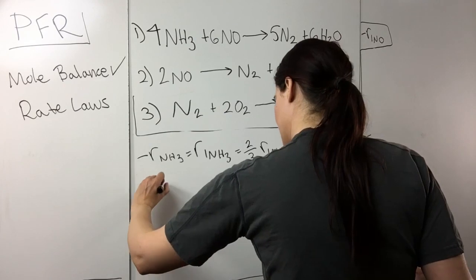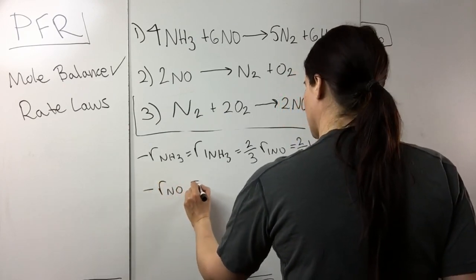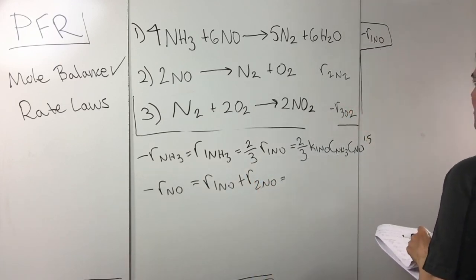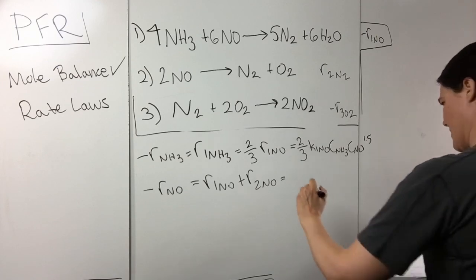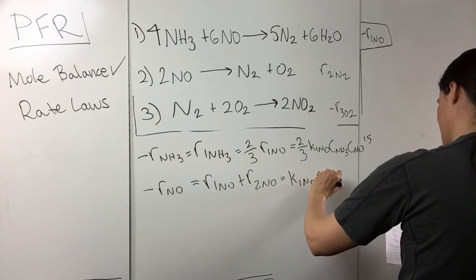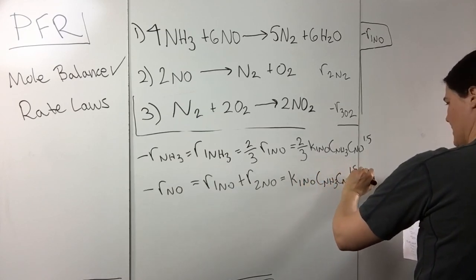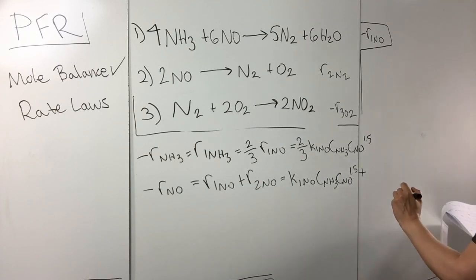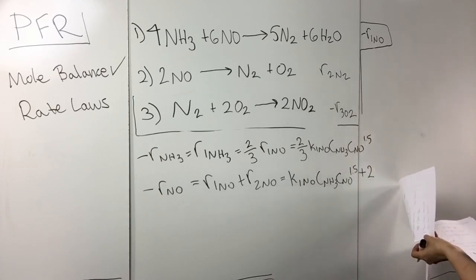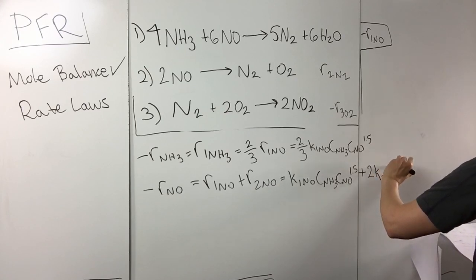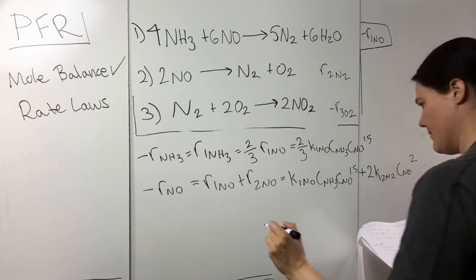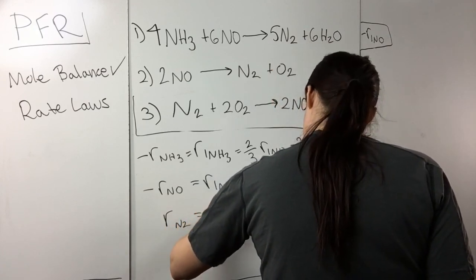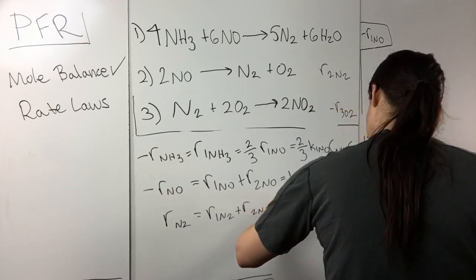And then we know that R_NO is equal to R1_NO plus R2_NO. R1_NO was given, and so that was K1_NO C_NH3 C_NO^1.5 plus, and then R2_NO was 2 K2_N2 C_NO squared. R_N2 was equal to R1_N2 plus R2_N2 plus R3_N2.